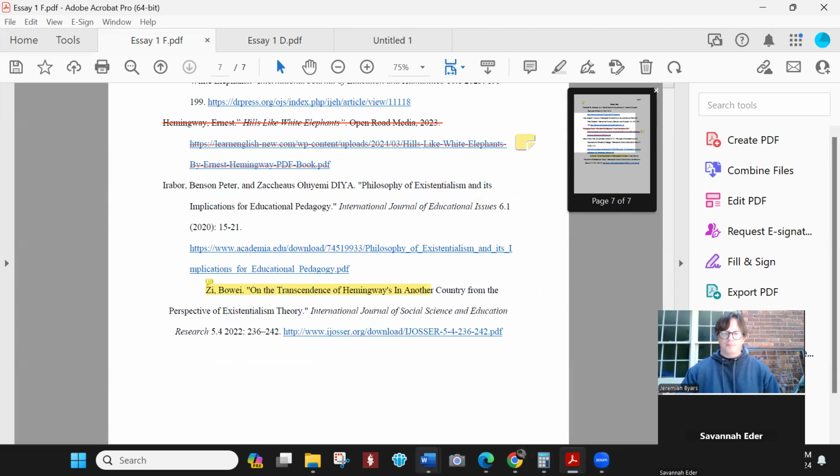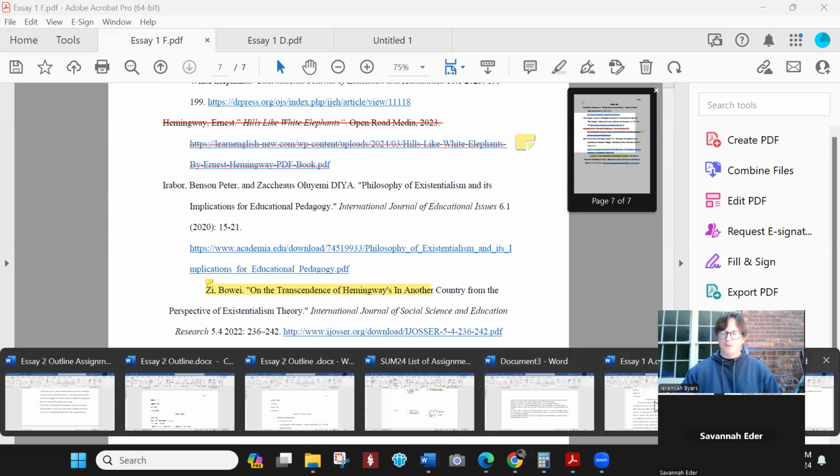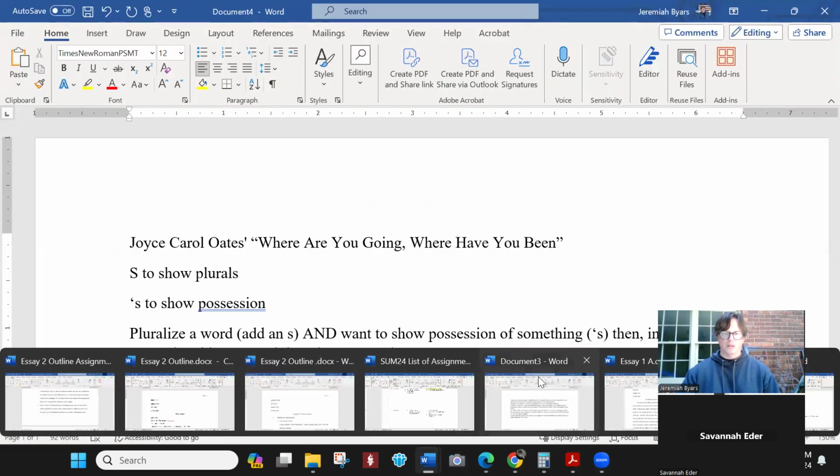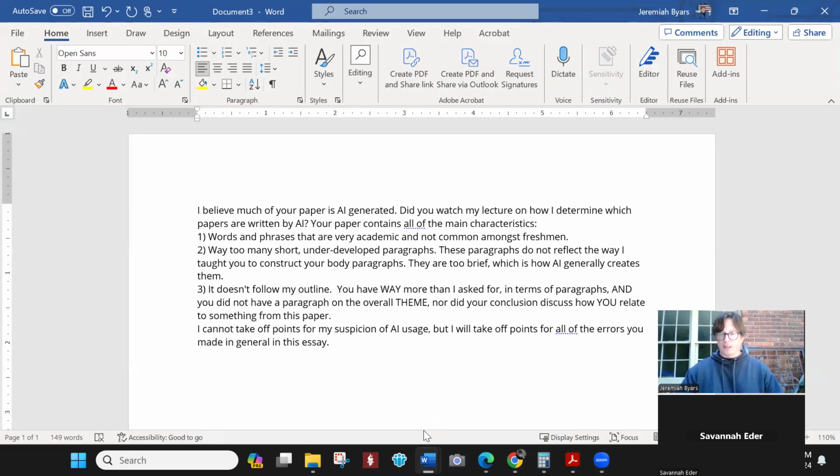And that's a problem. And this is what I wrote to the student, because I went over this before. I believe much of your paper is AI generated. Did you watch my lecture on how I determine which papers are written by AI? Your paper contains all the main characteristics. I went over this the week before essay 1 was due.